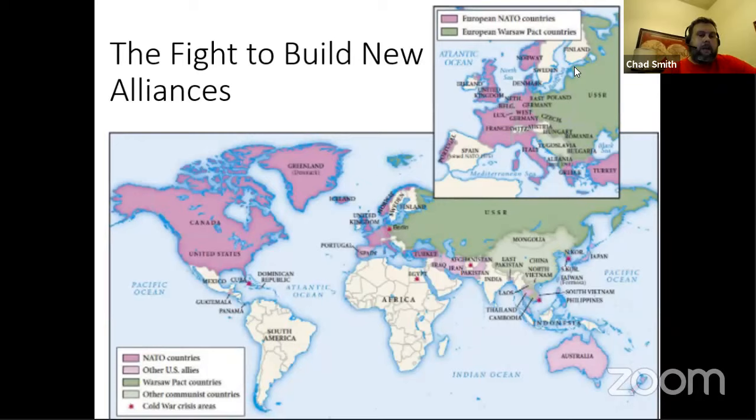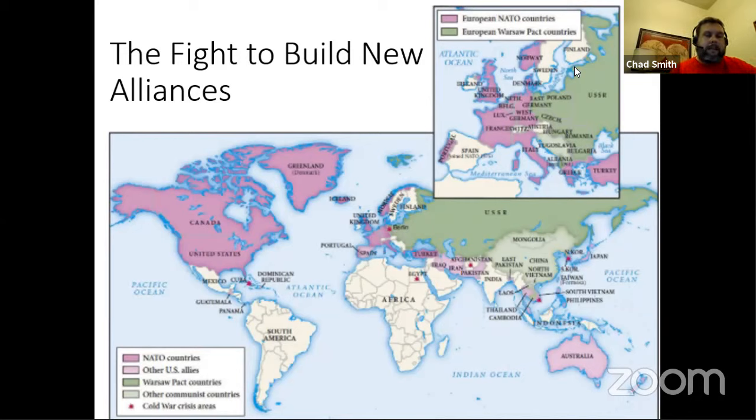In response to the North Atlantic Treaty Organization, the Soviet Union established its own alliance as well. This alliance was called the Warsaw Pact. However, it's important to note that many of the states that joined in the Warsaw Pact didn't actually have their own political independence. They were under various degrees of direct political control and influence from the Soviet Union.